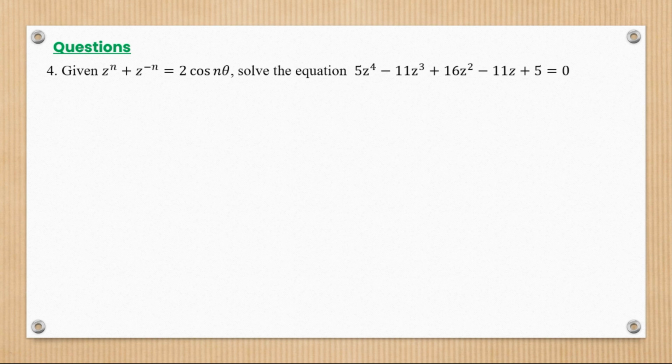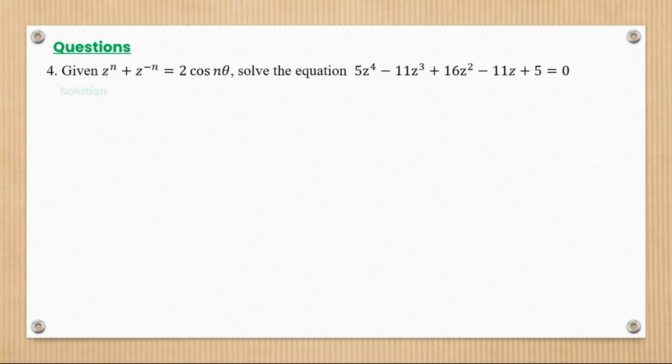Alright, let's look at another question. This was question number 4. We're being given that z^n plus z^(-n) is equal to 2 cos n theta. Now that is already a formula that we are familiar with. z^(-n) is actually the same as 1 over z^n, so it's something we're familiar with. So given that, solve the equation.